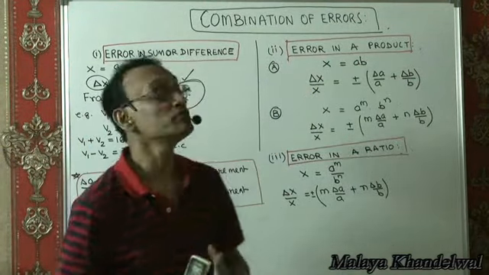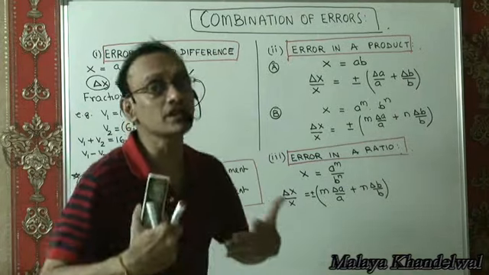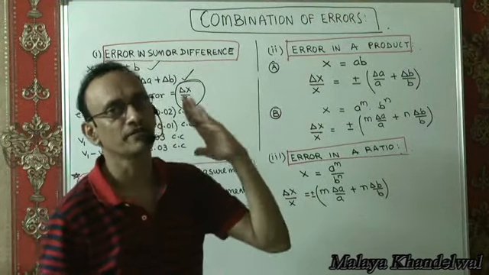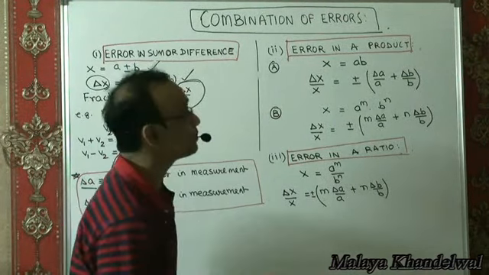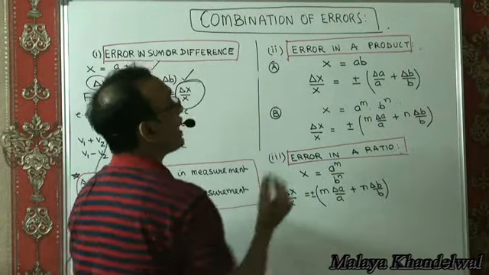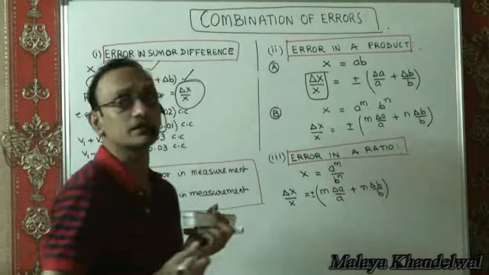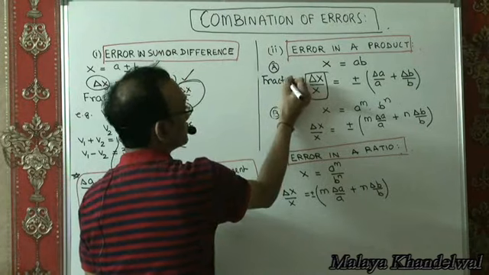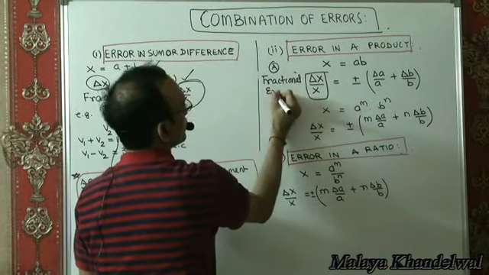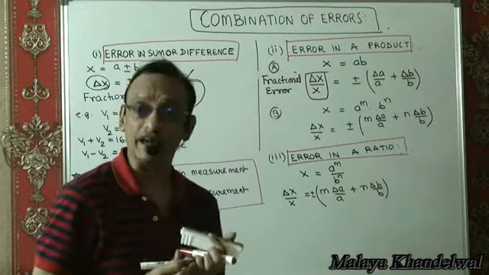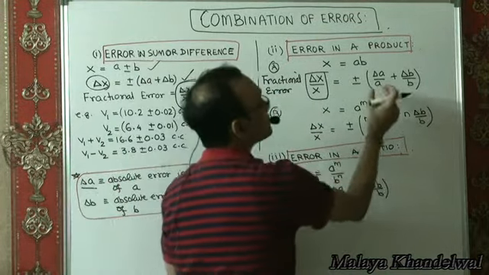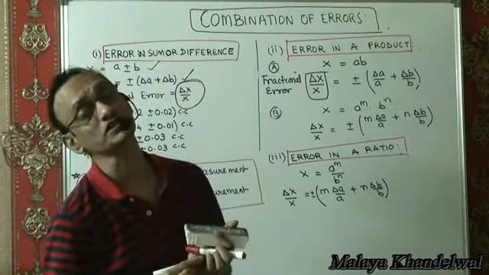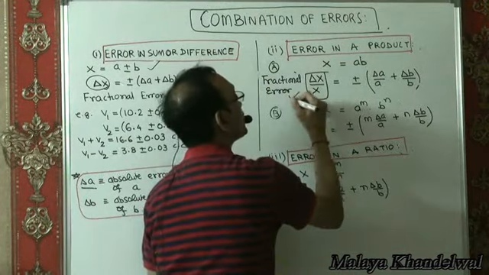Now if I want to find the fractional error in X, given that I have knowledge of absolute error in A and absolute error in B, then the fractional error in X is going to be plus minus fractional error in A plus fractional error in B. X is not measured, only A and B are measured. That's going to be the fractional error in X.